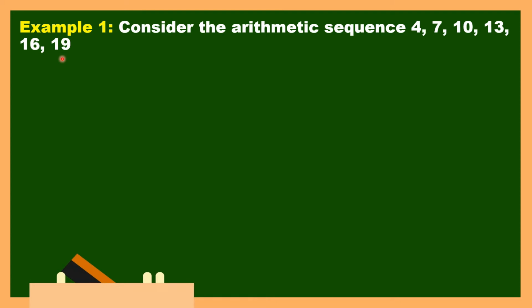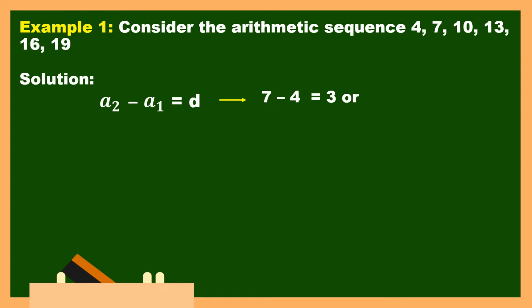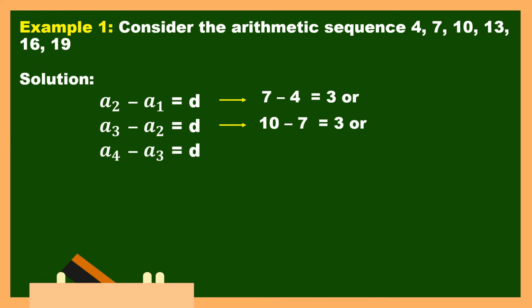At para po makuha ang kanilang common difference, ang una nating gagawin ay iso-subtract ang first term mula sa second term. Kaya magiging 7 minus 4 equals 3. Then, subtract the second term mula sa third term. So, 10 minus 7 equals 3. And subtract again the third term from the fourth term. So, 13 minus 10 equals 3.